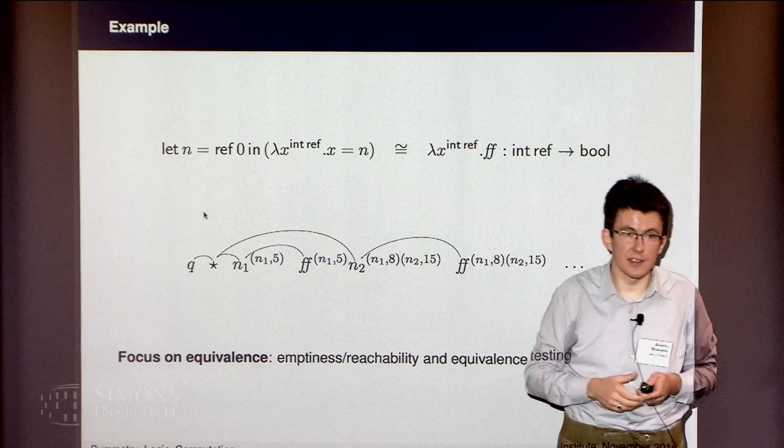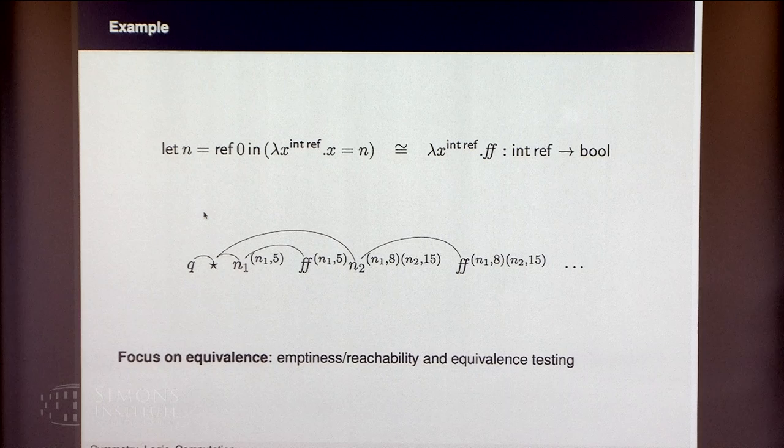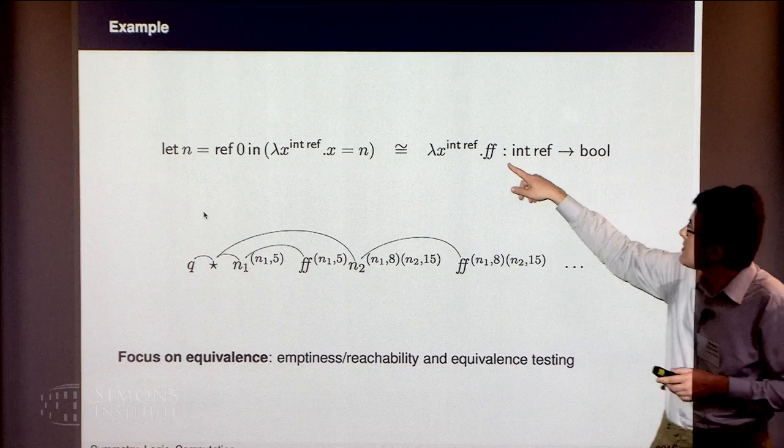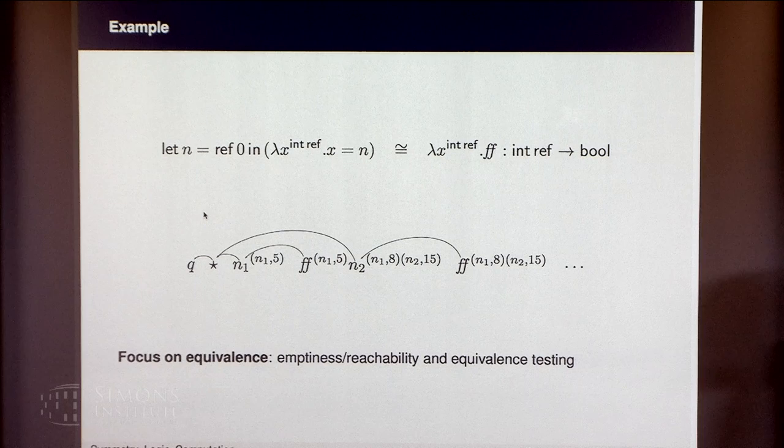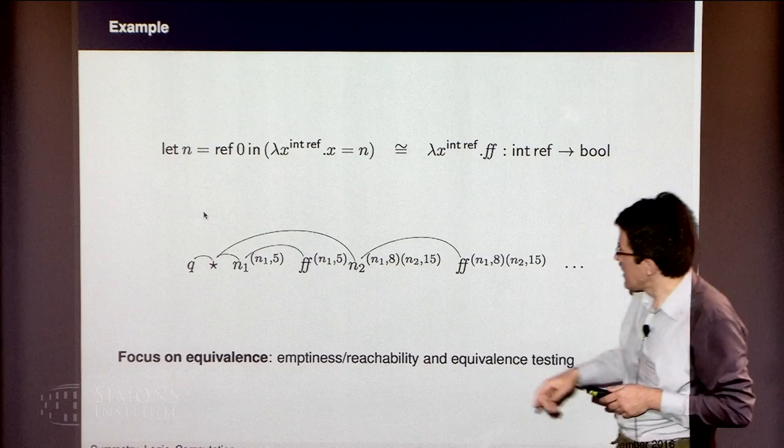So this is consistent with what's going on in languages such as, say, Java or ML. So this term, although it creates references and so on, is actually equivalent to this term, calculating the constant function false. And we can convince ourselves that these two terms are equivalent by working out the game semantic denotations of these terms, and they will look like this.